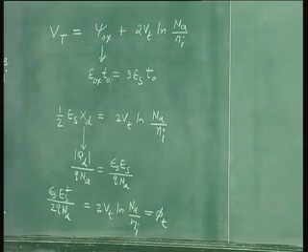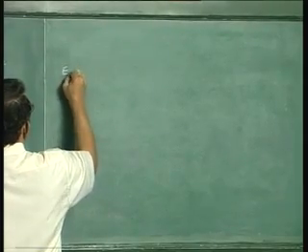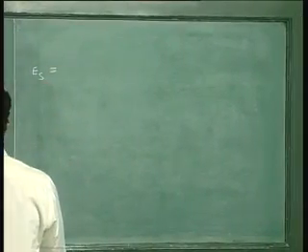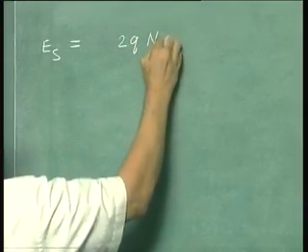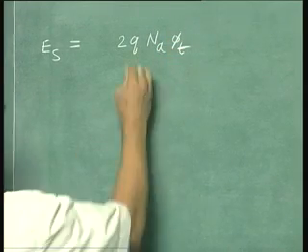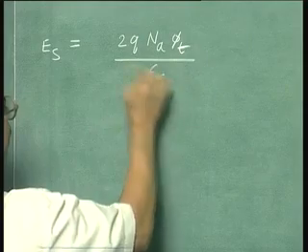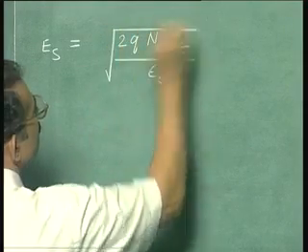So from here we can derive the following formula for ES. ES is equal to 2Q Na phi t by epsilon s, with a square root.